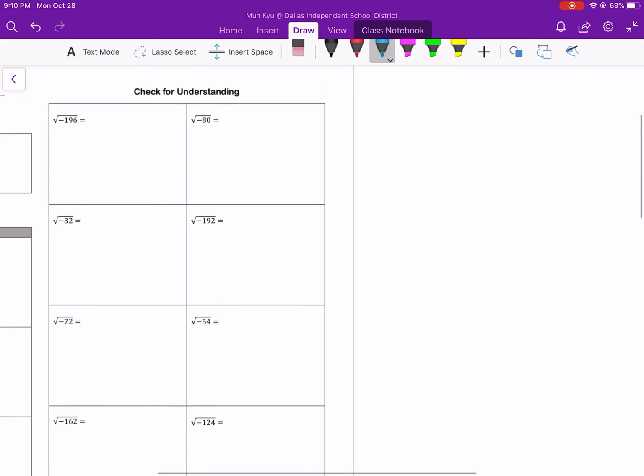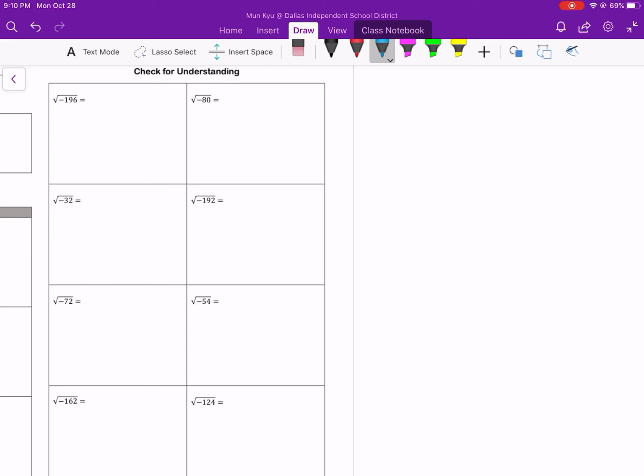And here are the check for understandings. Due to time, I will go over only maybe 2 questions. So here, -80. This one can be broken down into the square root of 80 times the square root of -1. This should be simple now. And 80 you can break down into 10 and 8. And again, 10 can be broken down into 5 and 2. 8 can be broken down into 4 and 2.